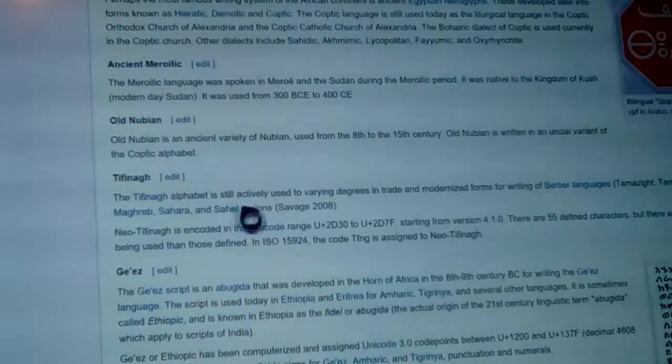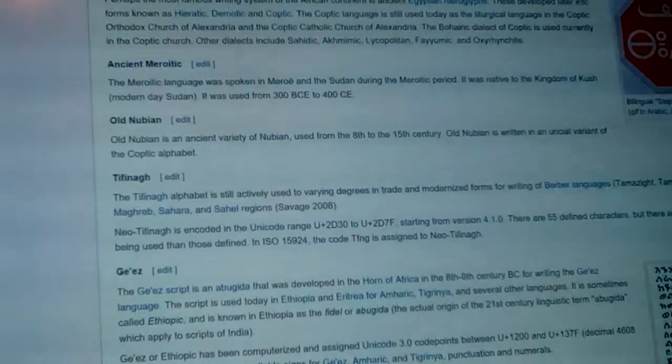Tifinagh is an alphabet that's usually used in varying degrees in trade and modernizing forms of writing of Berber languages. And you find ideograms and things, but it starts to turn into a language. Neo-Tifinagh, which is a new form of it, in a Unicode starting version here, they say has 55 characters in it. You'll have to look at this as a separate entity, but there are some African dialects where they have clicks and pops and things like that, and so there are dialectic characters that they give to that. Same reason that Chinese has a lot of extra characters too, because they have ways of coming out with noises that sound different.